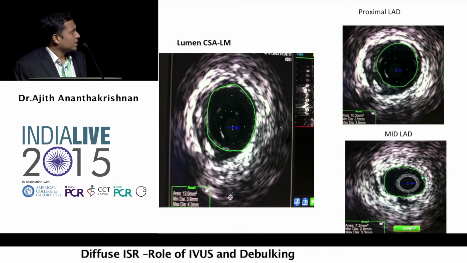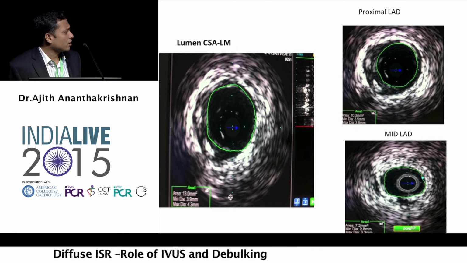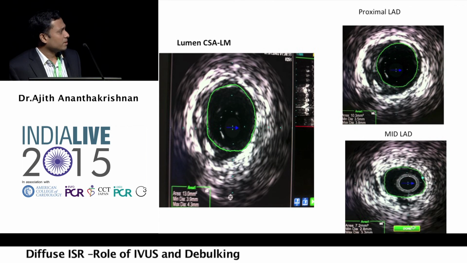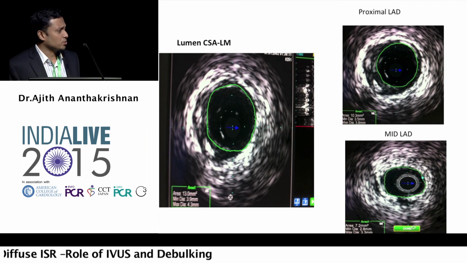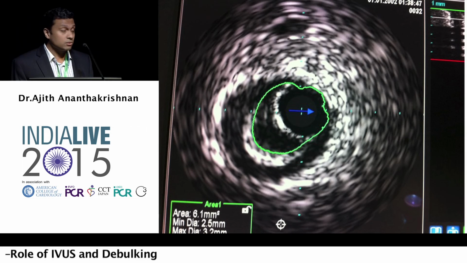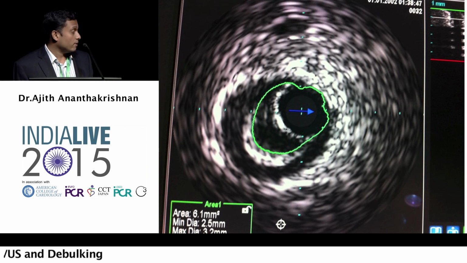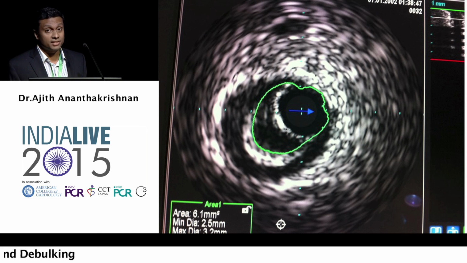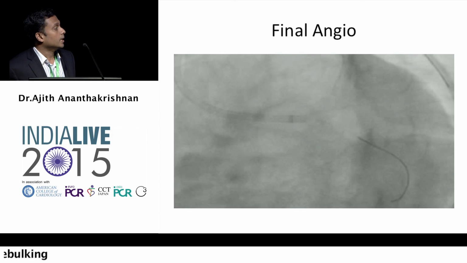Coming back to the lumen cross-sectional area, in the left main we got about 13, proximal LAD about 10.3, and then mid LAD around 7.2. All are well acceptable values. And then we did IVUS of the circumflex, which was again a good value of 6.1. It doesn't demand any stenting. There is no significant plaque shift as well. This is the final angio.